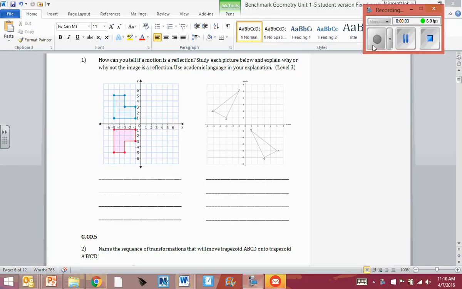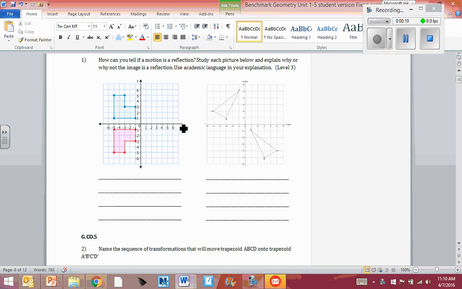Using benchmark as a guide to the final. Using what's that word called? Academic language.